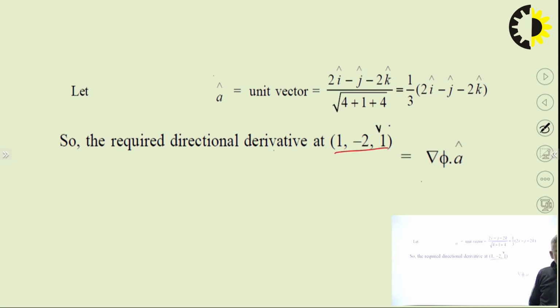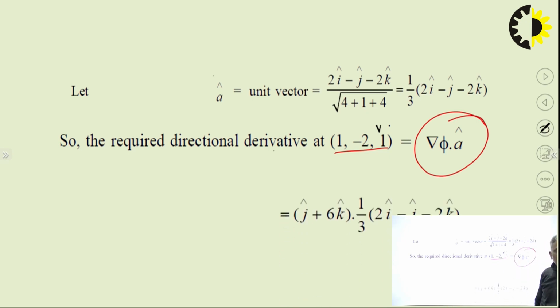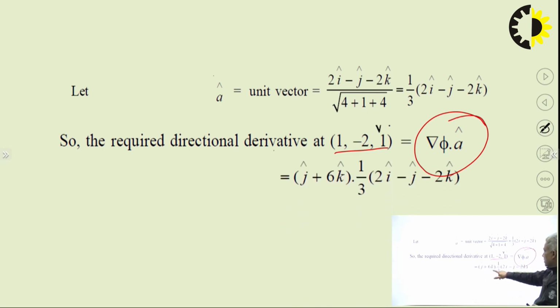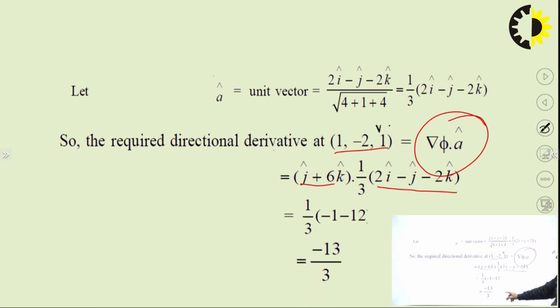So how to calculate? The formula is del phi dot A cap, and the value of del phi is this and the value of A cap is this. We can calculate the dot product of two vectors, first del phi and another A cap, and the result will be this. With the help of this we can calculate that minus 13 upon 3 is the directional derivative of this function.